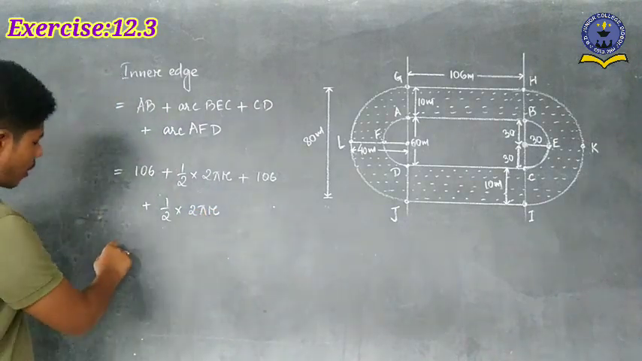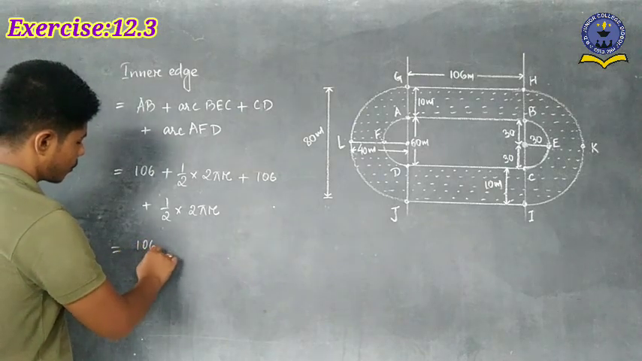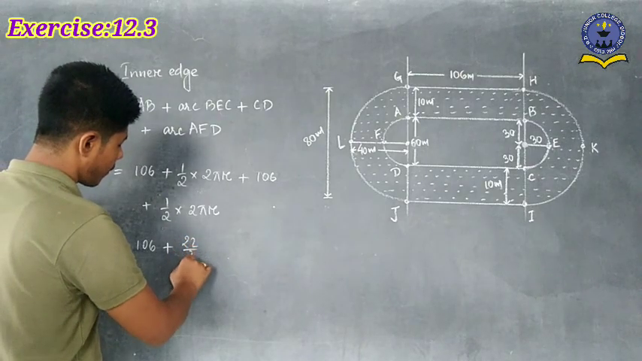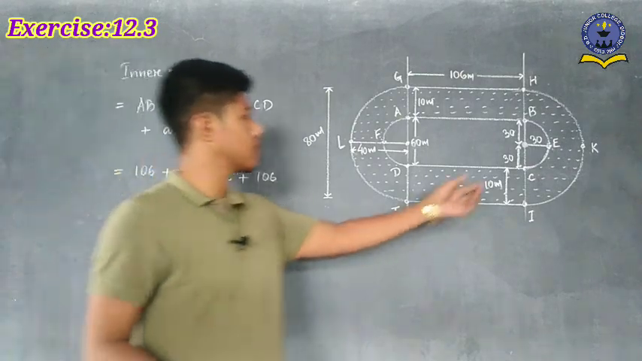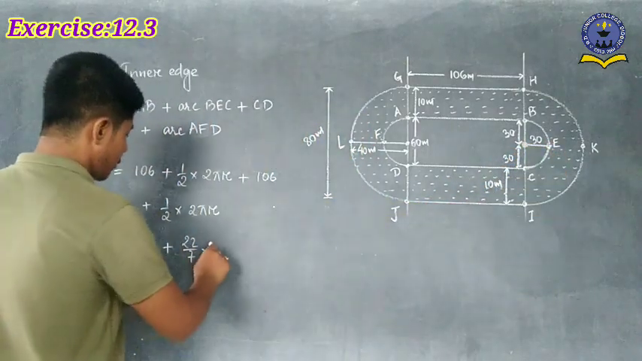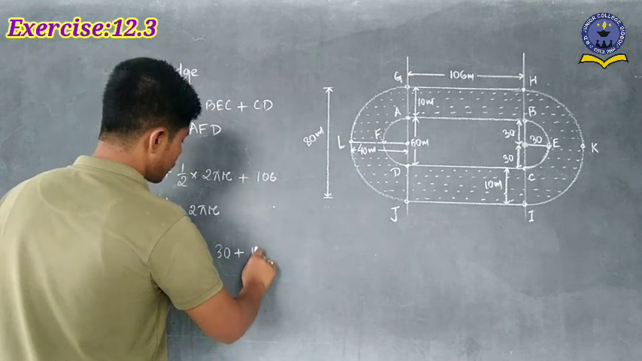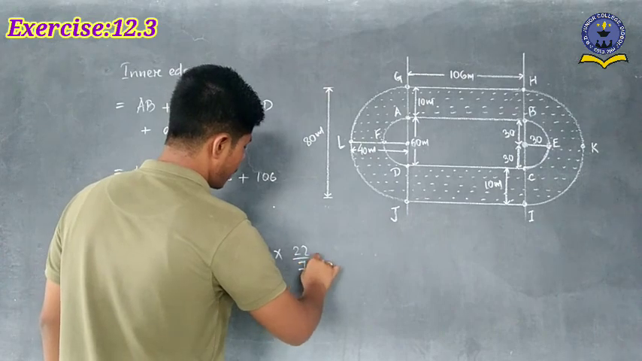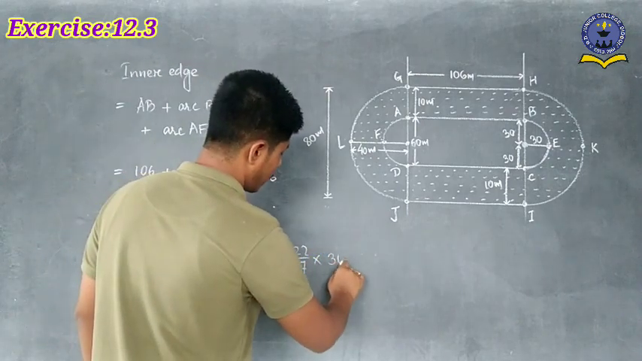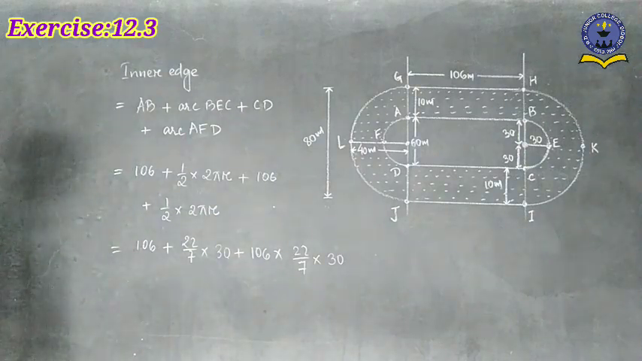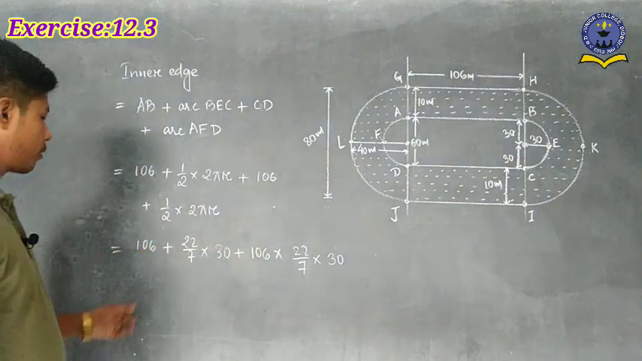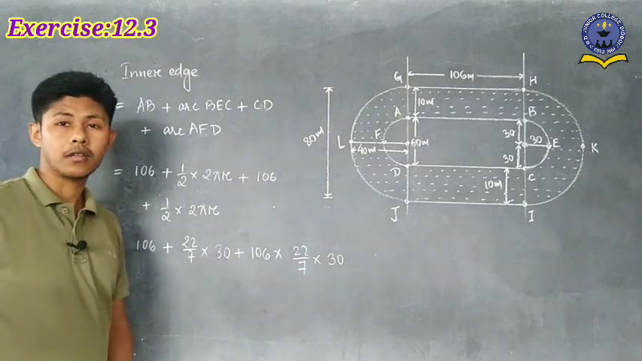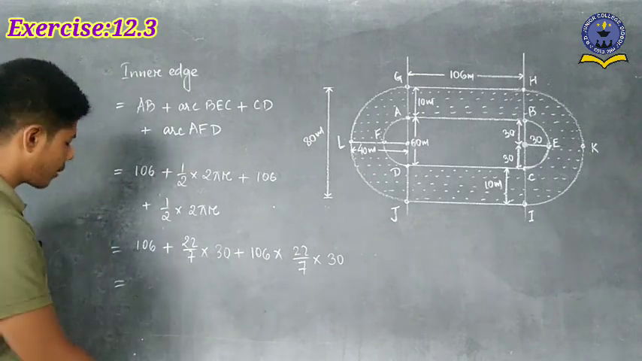Is it clear? So now here this one is 106 plus, 2 to cancel, pi r remain here. Pi means 22 by 7 into r. Now in this case the radius is how much? 30. So that's why 30 we have to write, plus this one is 106 into, again 2 to cancel, this one we have to write 22 by 7 into r. R means 30 here. Is it clear? So if we calculate this result, then we get our final answer, and the calculation is yours, isn't it?